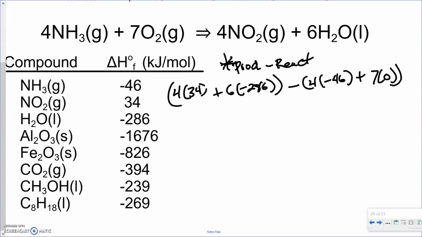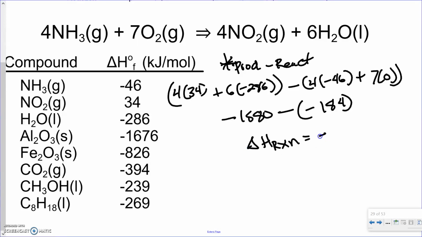So 4 times 34 plus 6 times negative 286. And really the hardest part of this type of problem is making sure you plug it into your calculator correctly. And I get negative 1,580. Subtract that from 4 times negative 46, which is negative 184. So now we basically just add negative 1580 plus 184, and we get a delta H of reaction, as long as I typed everything into my calculator correctly, of negative 1396 kilojoules per mole.